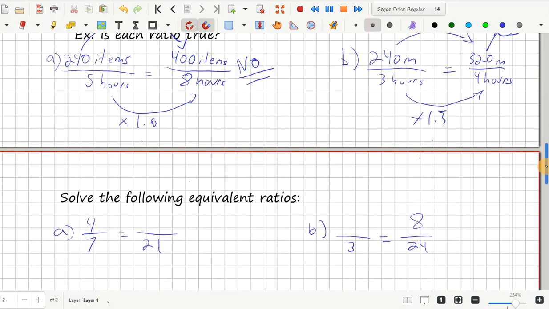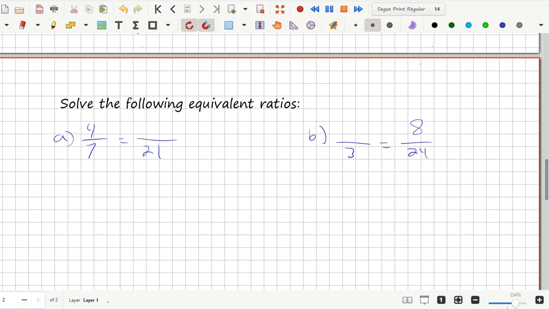All right, next example. So we're just going to solve. This is just straight solving for the equivalent ratios. So I actually have questions that are very similar to this in Workplace Math 10. We just solve for the unknown value on the top of a fraction. So there's a couple ways you can do this. I'm going to show you both.